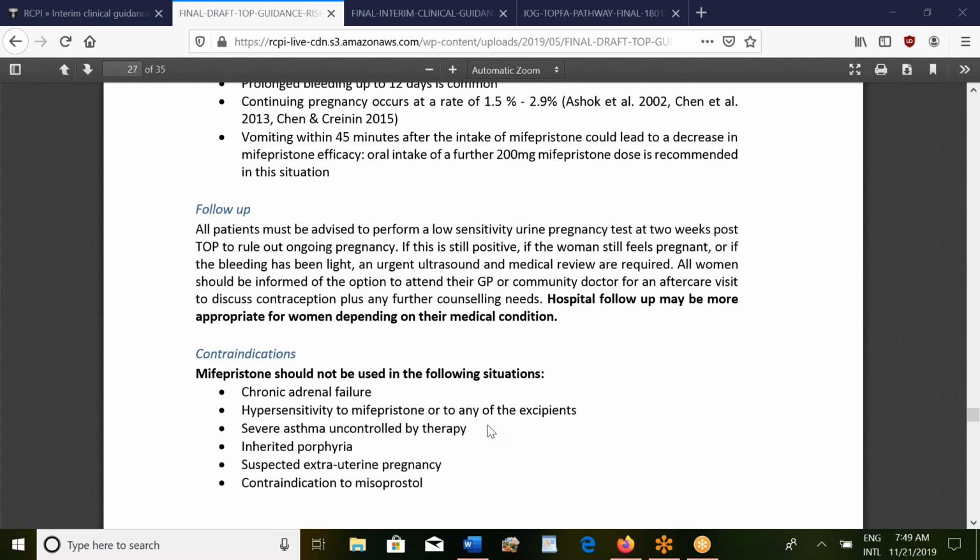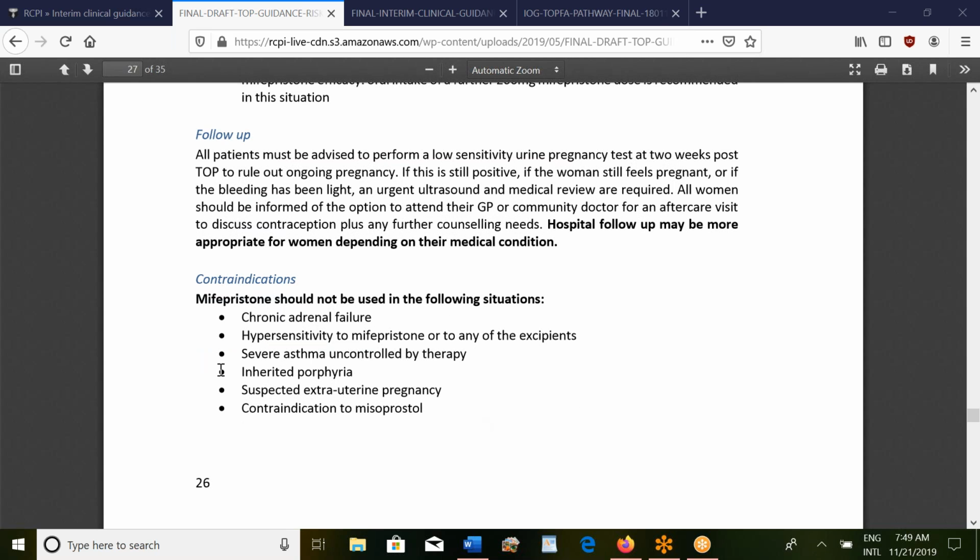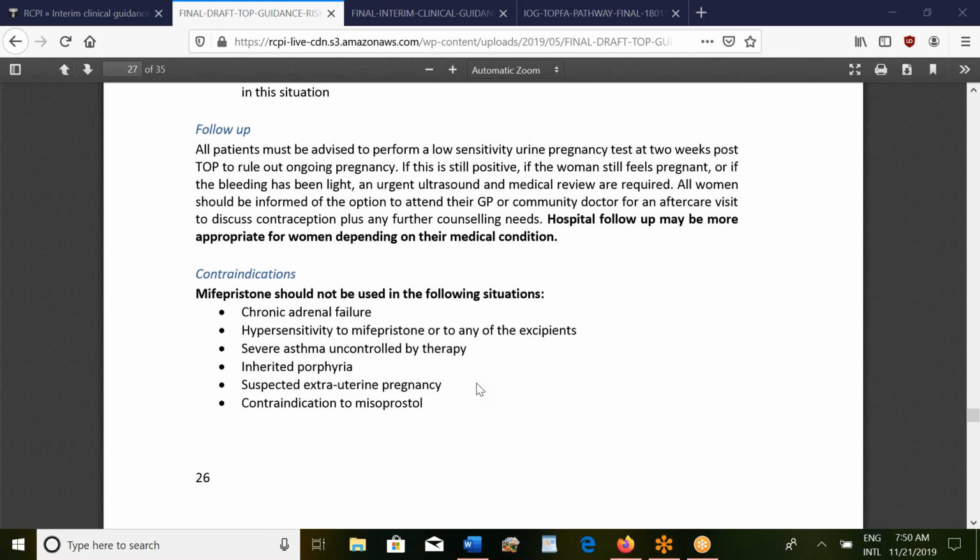Then mifepristone. It is important for you to remember that there are certain contraindications to the use of mifepristone. Patient with chronic adrenal or renal failure, hypersensitivity to any of the excipients, and allergy to mifepristone. So you need to ask about the patient's allergies. Severe asthma which is uncontrolled by therapy. Inherited porphyria, you don't have to remember, an extremely rare condition, and suspected extrauterine pregnancy, or if she has a contraindication to misoprostol.